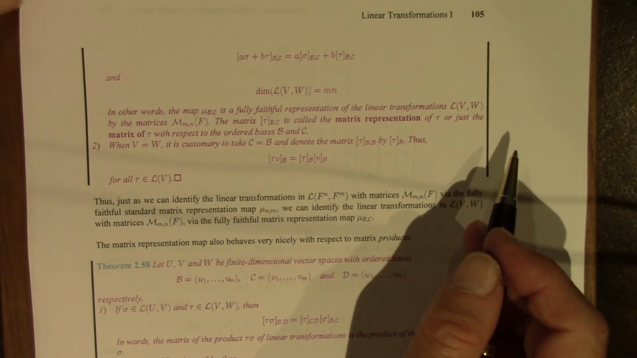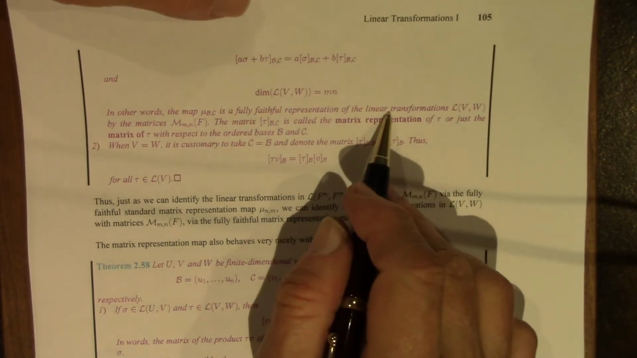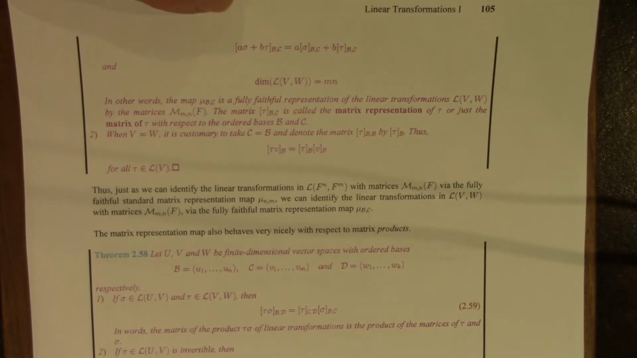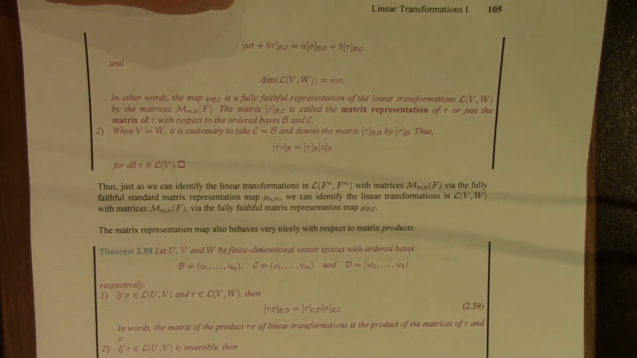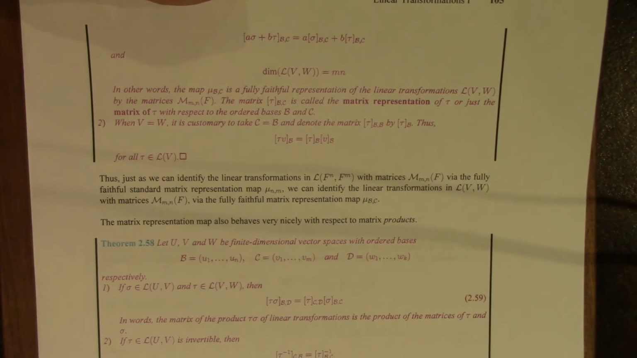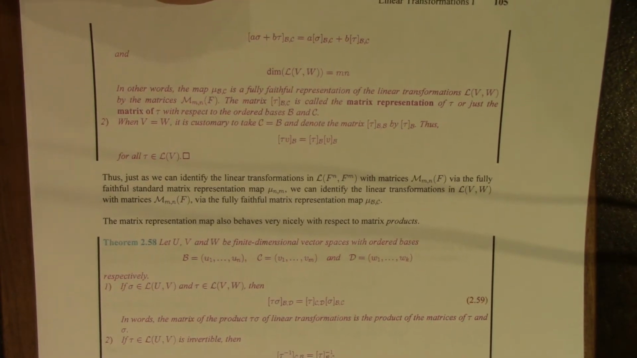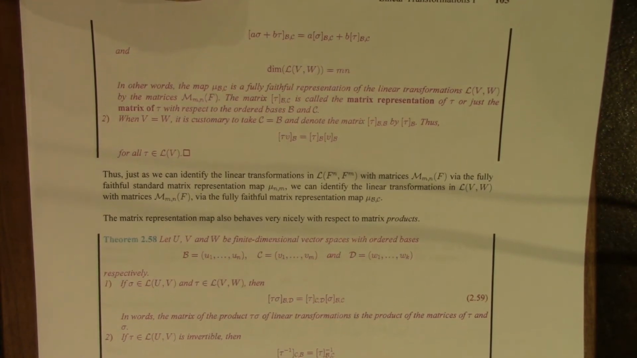So we have our fully faithful representation of linear transformations between finite dimensional vector spaces as matrices. Okay? And not quite as matrix multiplication unless, once you pass the coordinate matrices, then it is matrix multiplication.